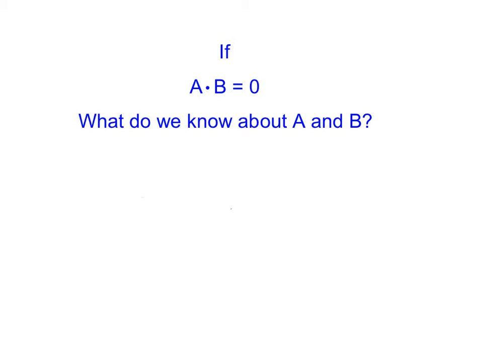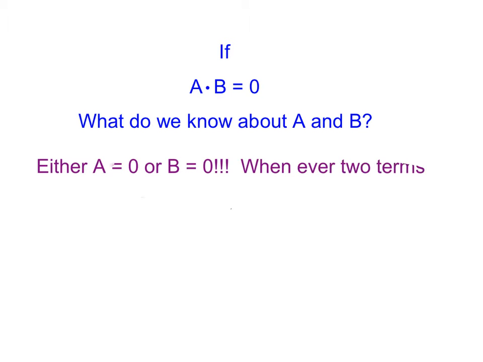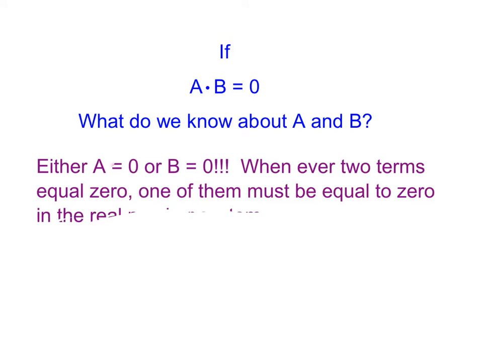Okay. If a times b equals 0, what must be true? Think about it. If you're multiplying two things, what do you know? Well, the only way to multiply to 0 is one of them needs to be 0, right? Either a has to be 0 or b has to be 0. So one of them is 0. That's called the 0 property. Whenever two terms multiply to 0, one of them must be equal to 0 in the real number system. I say the real number system because when you get to really high level math, you can find examples where that's not true.